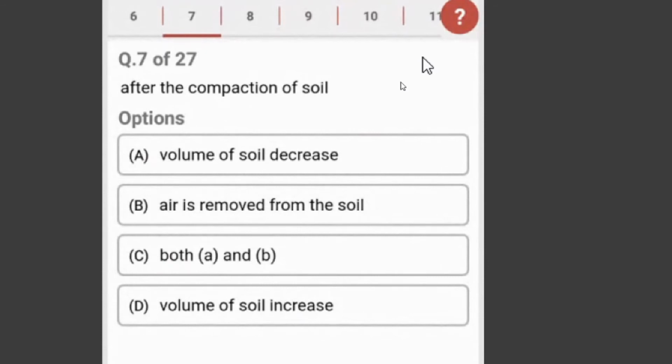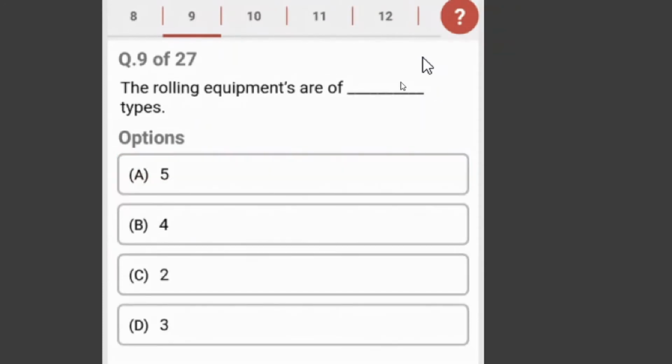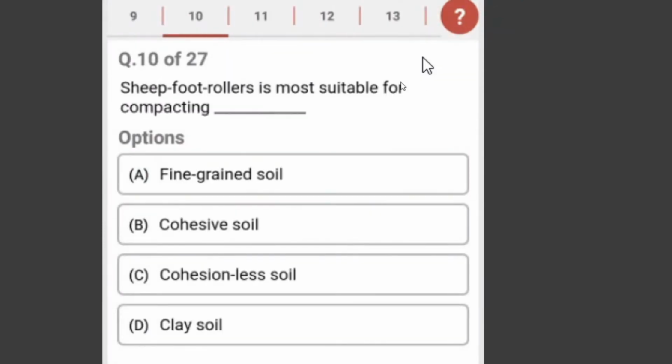Next, after the compaction of soil, volume of soil decreases and air is removed from the soil. Next, the number of layers of soil compaction depends on type of soil and amount of compaction required. The rolling equipments are of which types? There are 5 types of rolling equipments. Sheep foot roller is more suitable for compacting which soil? Cohesive soils.